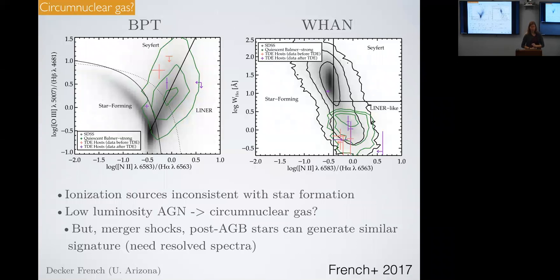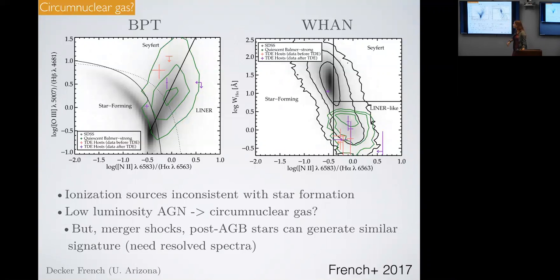All right, so I mentioned the circumnuclear gas. So here I'm showing galaxies from Sloan on the BPT diagram. So N2 over H alpha and O3 over H beta. So you have the star-forming galaxies and then Seyferts and LINERs. So galaxies with similar quiescent, Balmer-strong spectra tend to be here. So most of them are in the LINER-like region. Some of them are Seyfert-like.